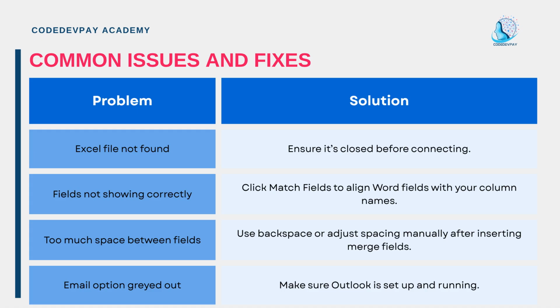Common mistakes to avoid. Here are some quick tips. If Word doesn't recognize your field names, use match fields. If the wrong values are showing, double-check your Excel headers. And always close the Excel file before using it in Word.